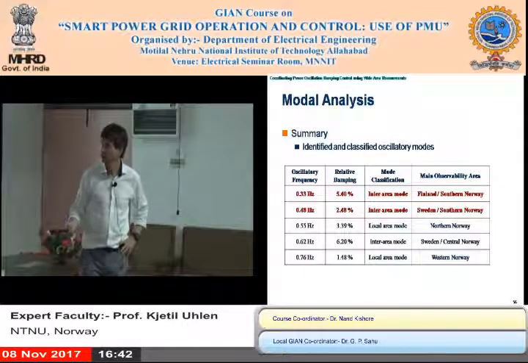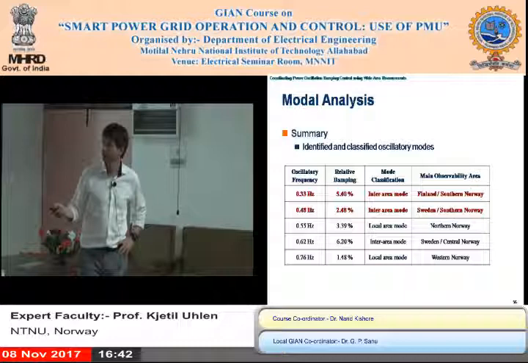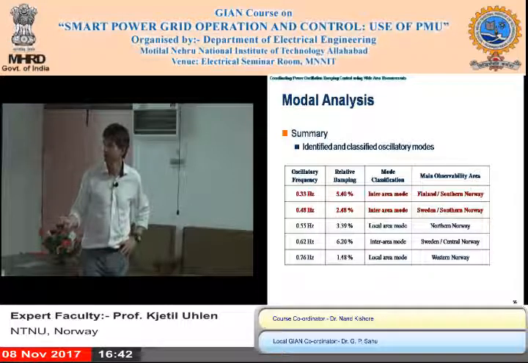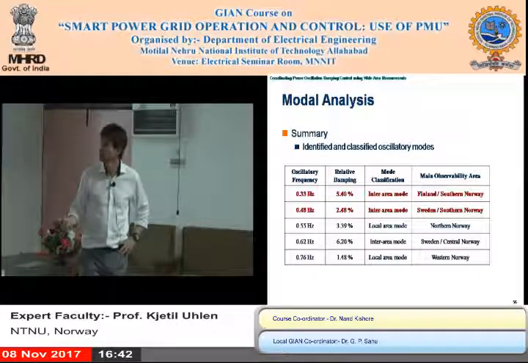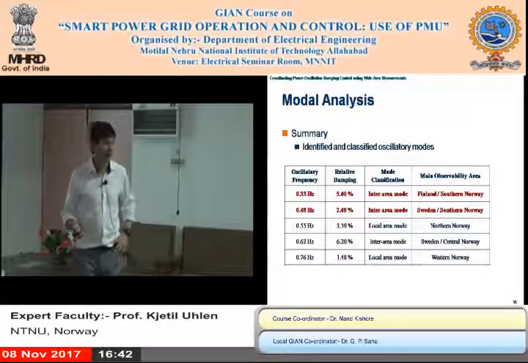Here is another picture showing exactly what we tried to say before. We have this 0.5 Hertz mode that is characterized by generators oscillating against each other here. And the other 0.3 Hertz mode that's characterized by these oscillations. And both are seen, observed here at the corridor that we are looking at.